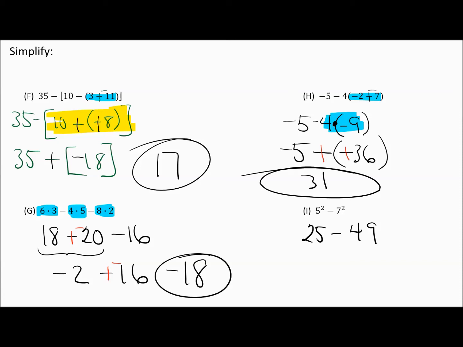Now it's a keep, change, change. I keep 25, I change subtraction to addition, change the sign of the next number. So essentially this is a subtraction problem. So 49 minus 25 is going to be 24, right? The bigger of those was negative, so my answer is negative 24.